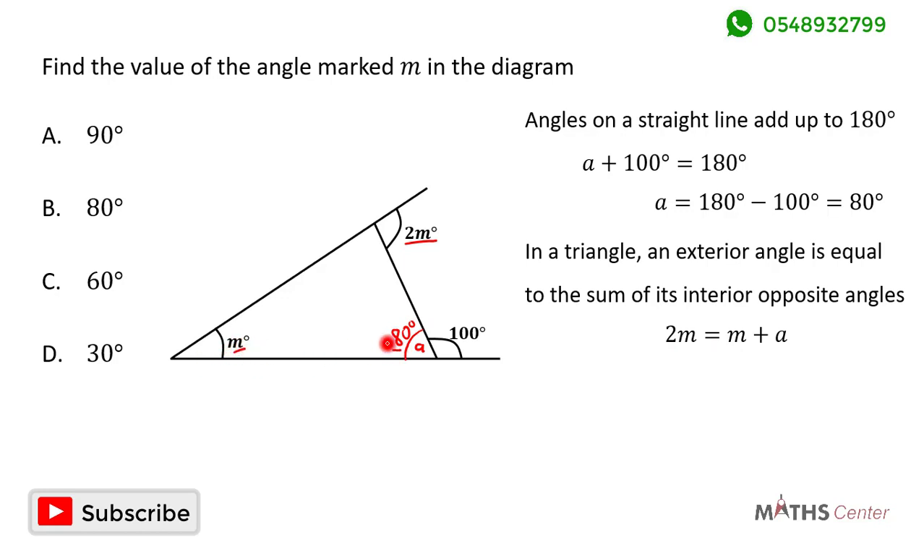So M plus A. We have just found out that A is 80 degrees. So we can substitute it here to get the value of M. When we do that, we are going to have 2M is equal to M plus 80 degrees.